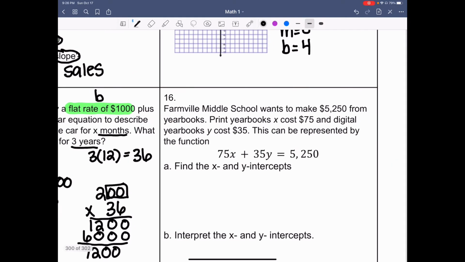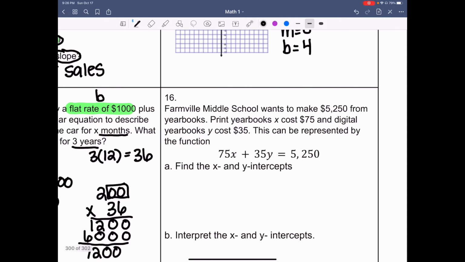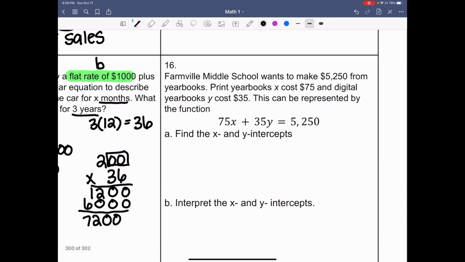All right, number 16, it says Farmville Middle School wants to make $5,250 from yearbooks. They have printed yearbooks for x, which cost $75. So printed yearbooks is x for $75. Digital yearbooks are going to be y, and they're going to be $35. So they gave us this standard form equation, and we can see that right here, these are my printed yearbooks, and these are my digital yearbooks. So find the x and y intercept.